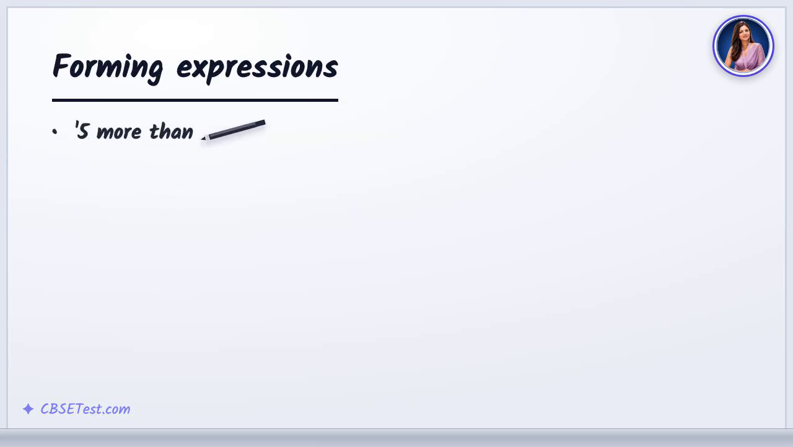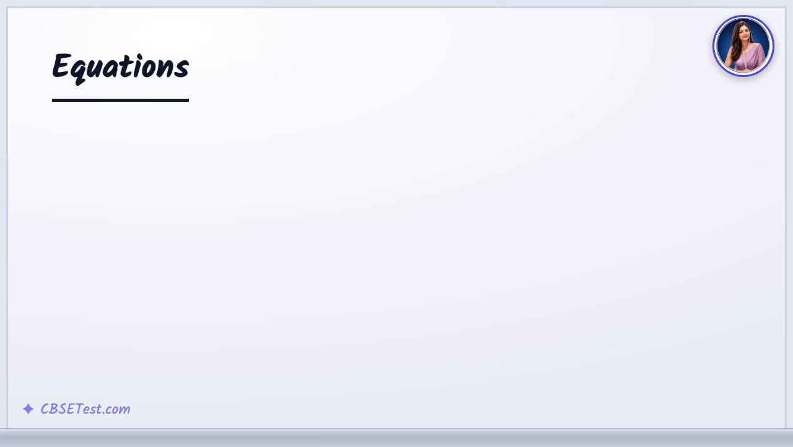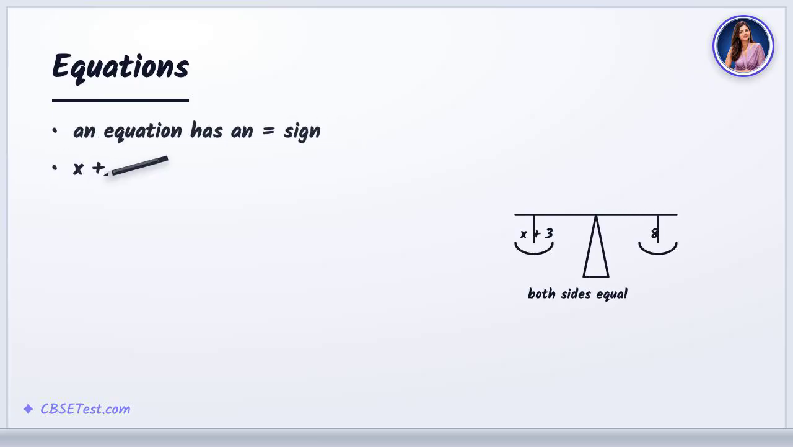We turn words into expressions. 5 more than n is n plus 5, twice x is 2x, and p less than 10 is 10 minus p. An equation states two expressions are equal, joined by an equal sign.